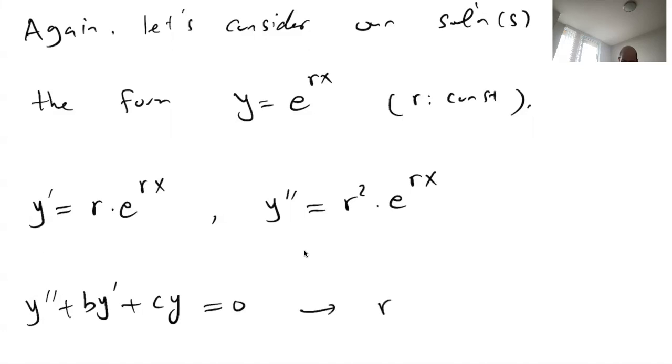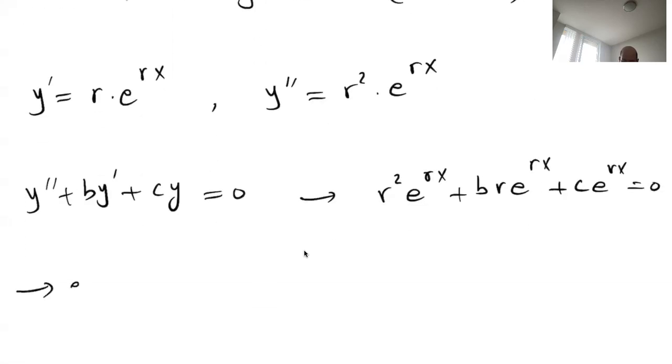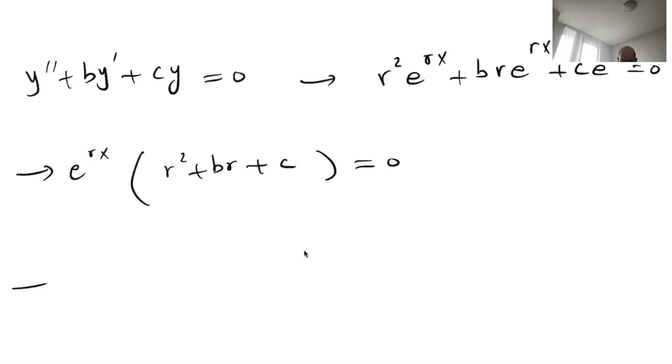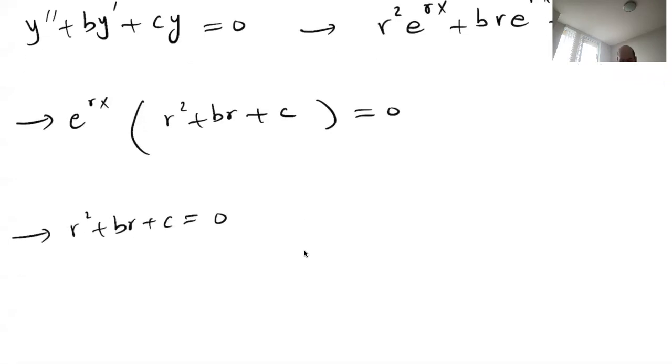So that means r squared e to power rx plus b r e to power rx plus c e to power rx equals 0. I can take e to power rx out as a common factor. Then I'll have r squared plus b r plus c equals 0, because again, exponentials are always positive and non-zero. So r squared plus b r plus c is 0. And now this is a quadratic equation. It will have two solutions this time.